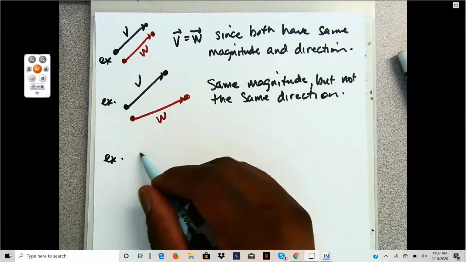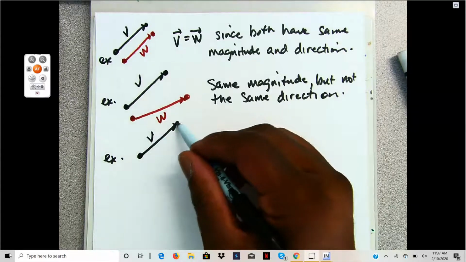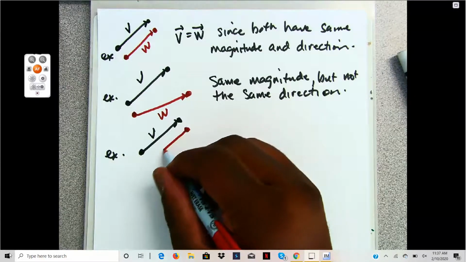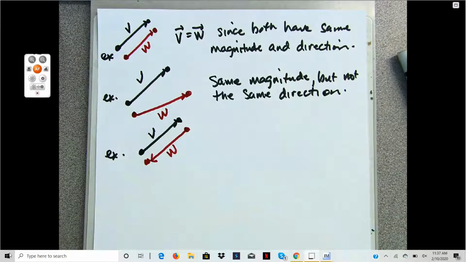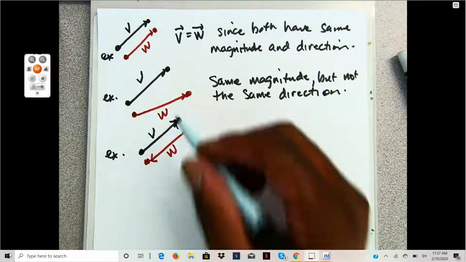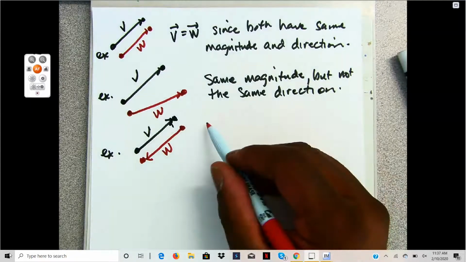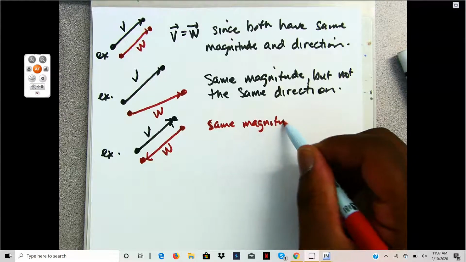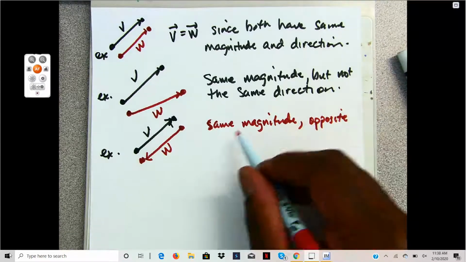Okay, how about in this scenario? Let's say we still have our vector v, but this time here's our vector w. Are these two vectors equal? They're parallel, right? But they have opposite direction. So they also have the same magnitude, but they actually have opposite directions.